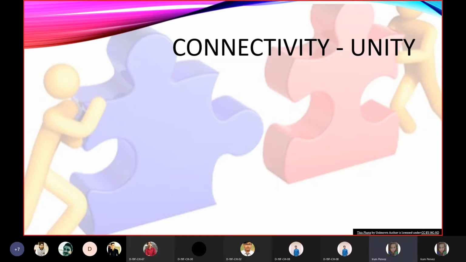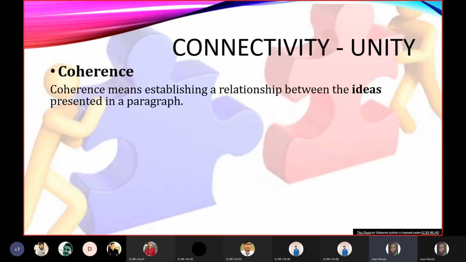Don't you remember we talked about cohesion and coherence? We talked about them in our class. So the first thing is coherence, right? Coherence means establishing a relationship between the ideas presented in a paragraph. Coherence means the unity of ideas, that the ideas in a paragraph should be connected. They should be in a flow. If we are talking about the solar system, then all the ideas should be about the solar system. The ideas should be connected with each other.